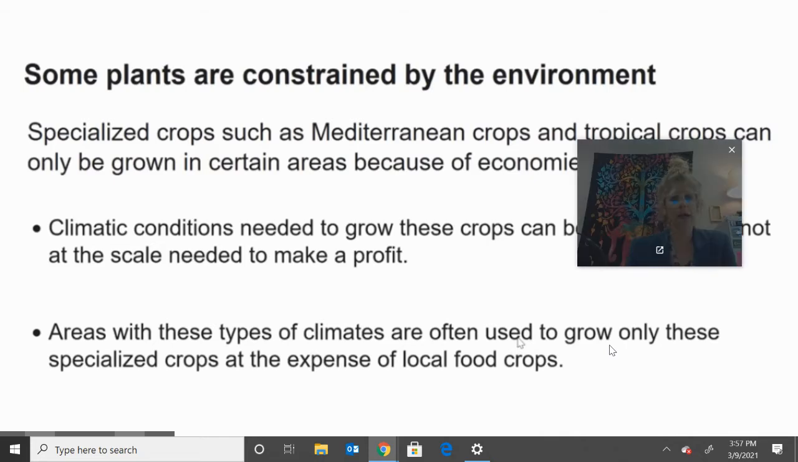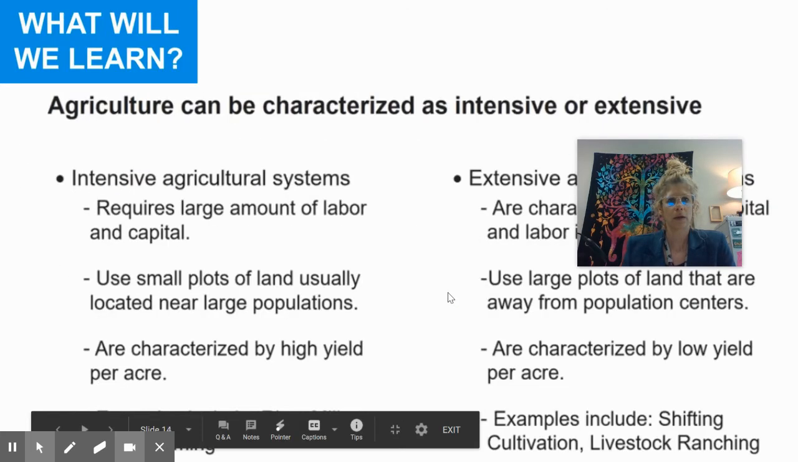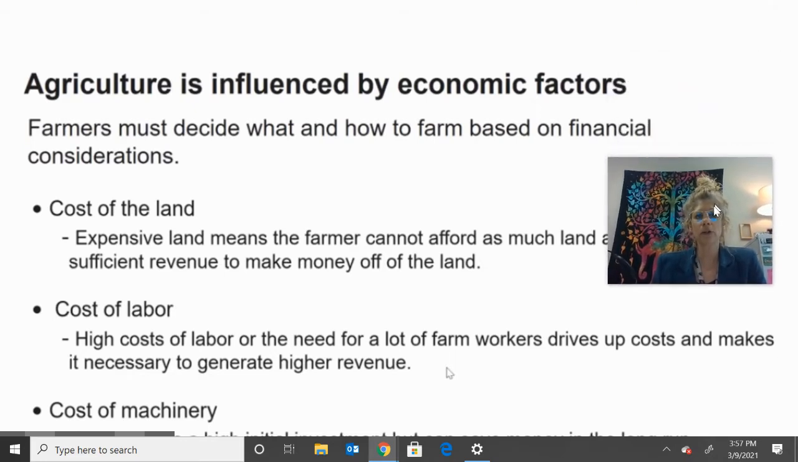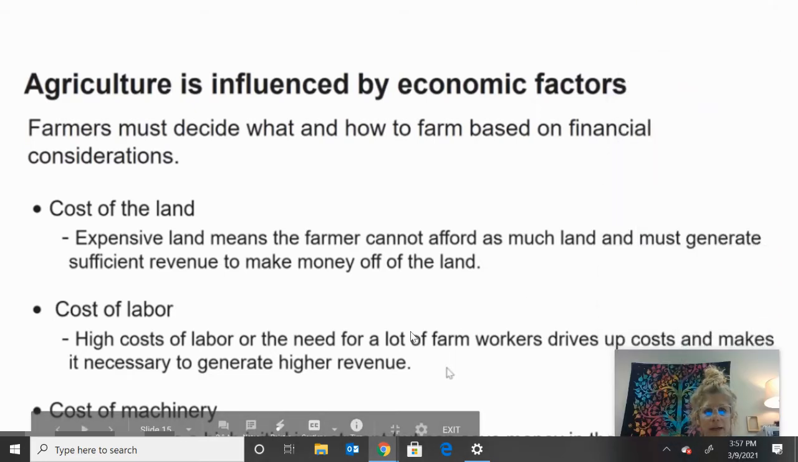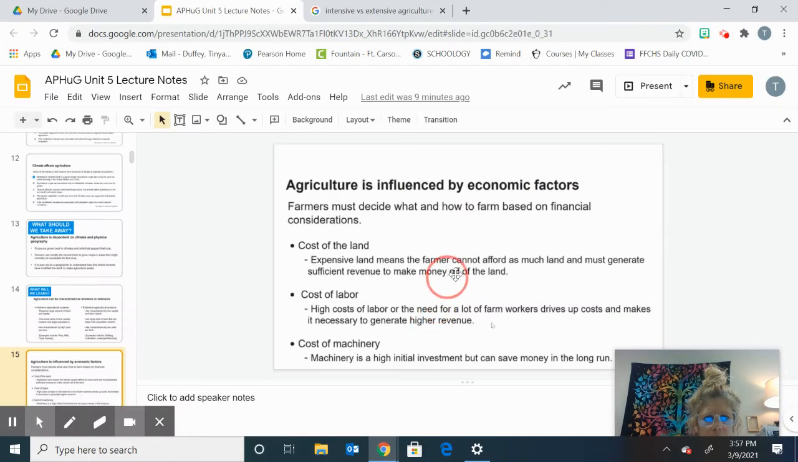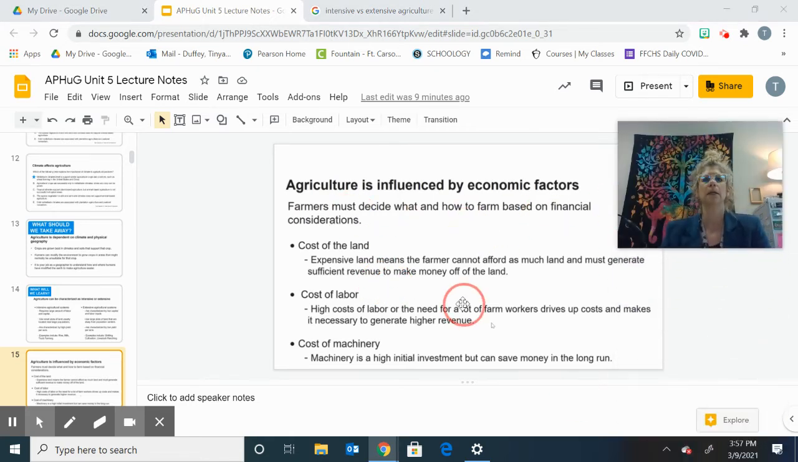All right, moving on to agriculture is influenced by now economic factors, okay? Am I going to be able to see this? Yes, I might have to do it like this, guys, because it was cut off at the bottom there. Sorry. All right, agriculture is influenced by economic factors, and farmers have to decide what and how to farm based on how much money they have, right?